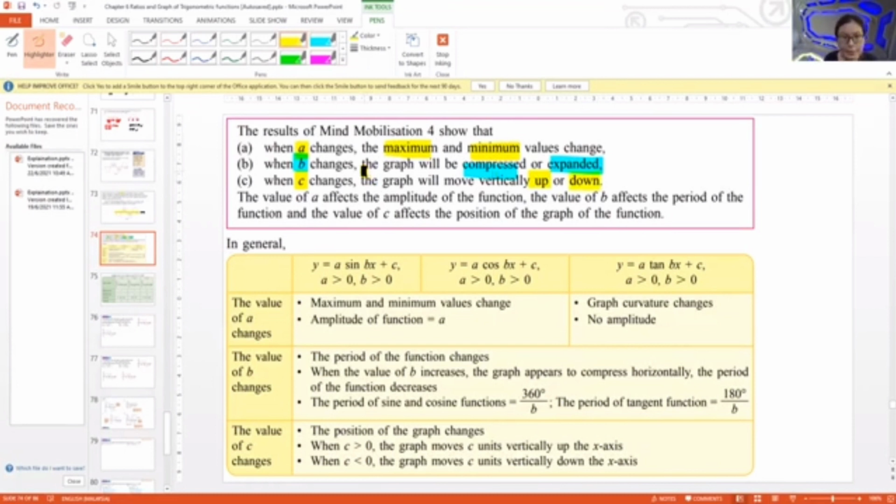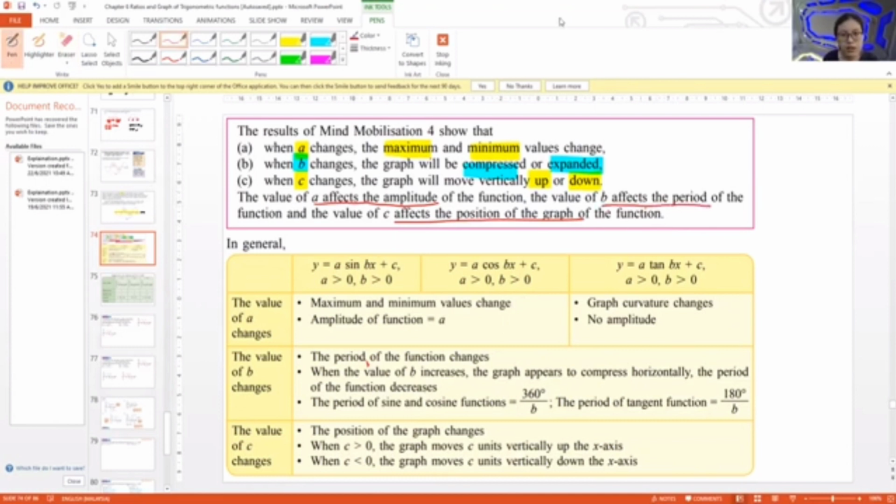Can or not? Okay, so the value of A affects the amplitude of the function. The value of B affects the period of the function. Okay, different things, different happen. Okay, I use red color. So the first one, A affects the amplitude of the function. B affects the period of the function. C affects the position of the graph. Can? So far it's like this. You highlight yourself.